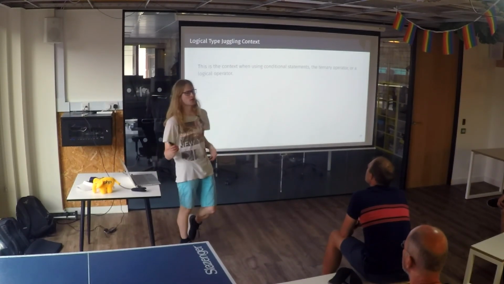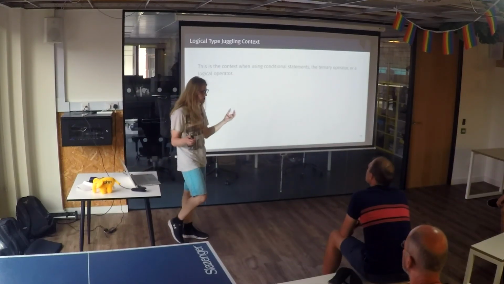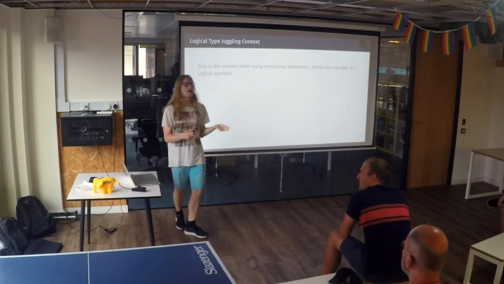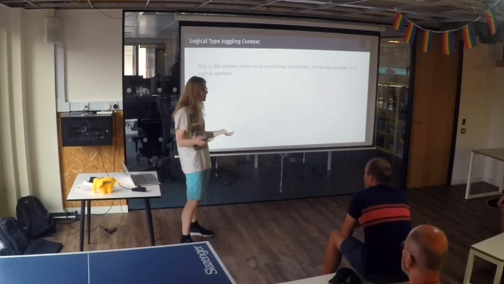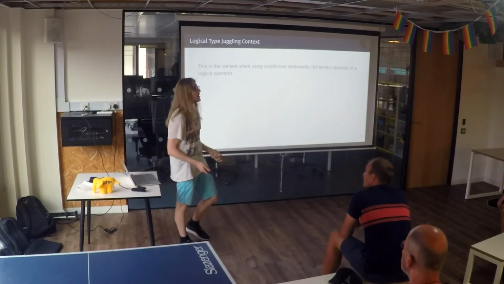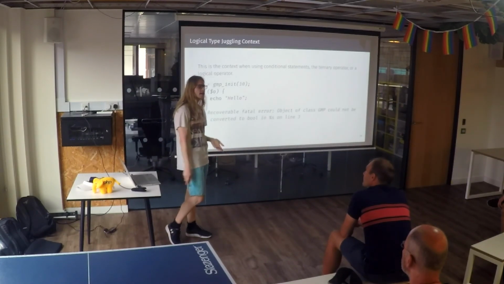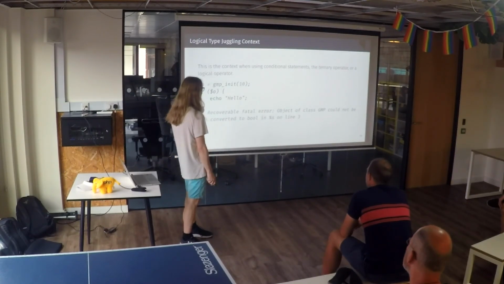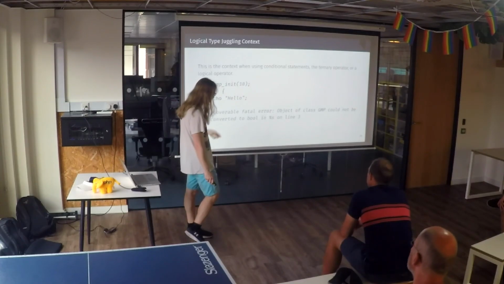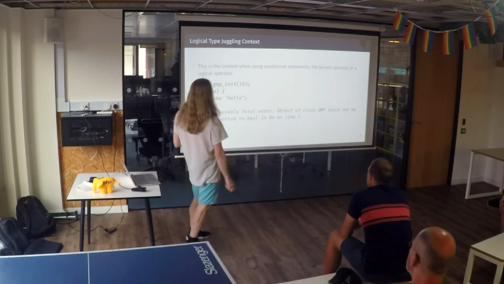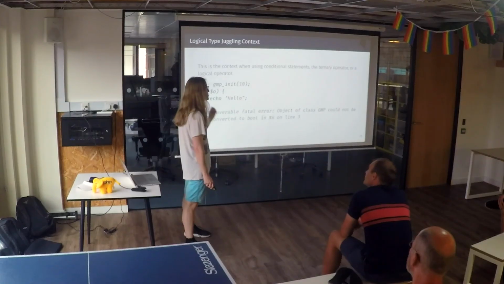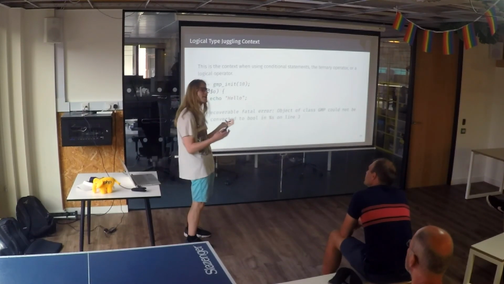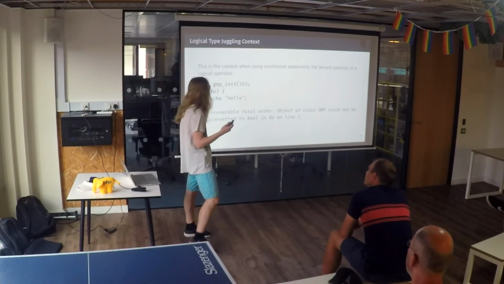So the logical type juggling context. This is when you use an if condition or a ternary operator or a logic operator. Now, surely every single value in PHP has a Boolean representation, and if you use it in an if, nothing breaks. Except it does, because GMP overloads its cast, but doesn't support a Boolean cast, so the engine doesn't know what to do with it and just bails out. Why? Why are you doing this?